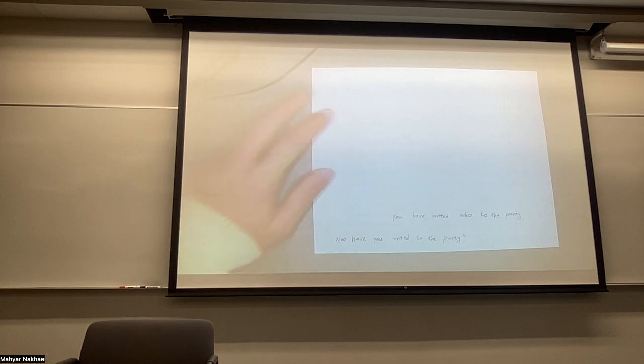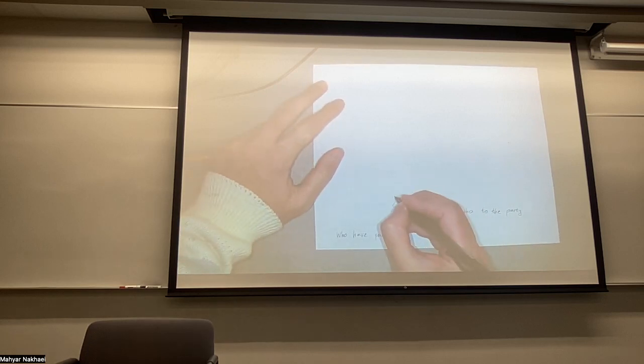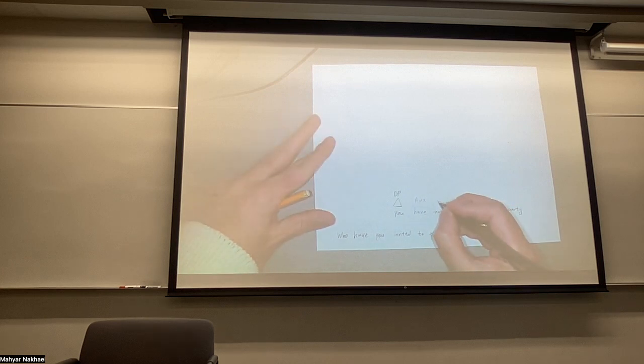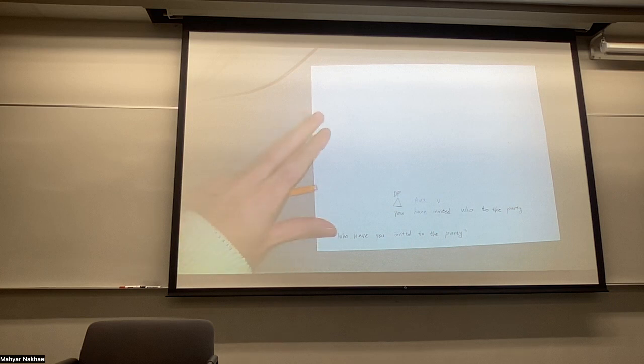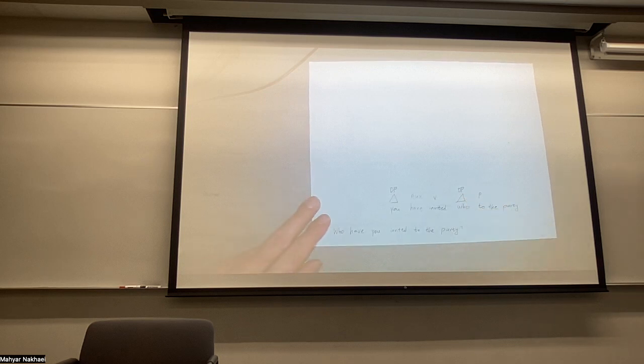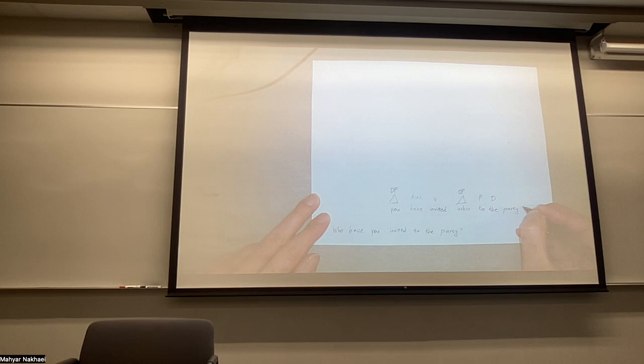Let's identify lexical category. You is a personal pronoun, TP. Have is an auxiliary. It should go under tense. Invited is the verb. All WH question words are triangle DP. Who is triangle DP. To is a preposition. Oh, I made a mistake. So I should have used pencil, but no problem. The is a determiner, and party is a noun. Okay.